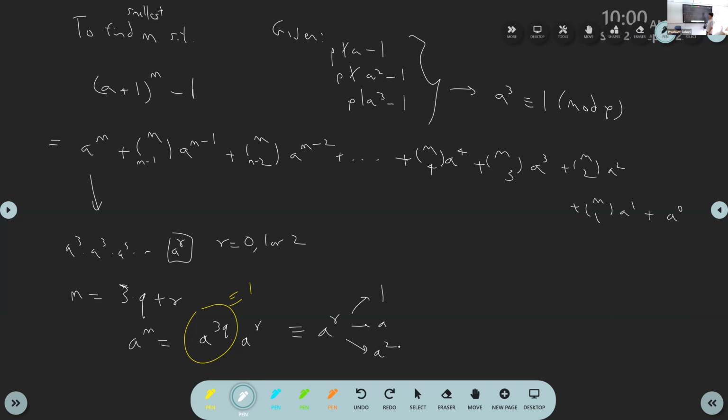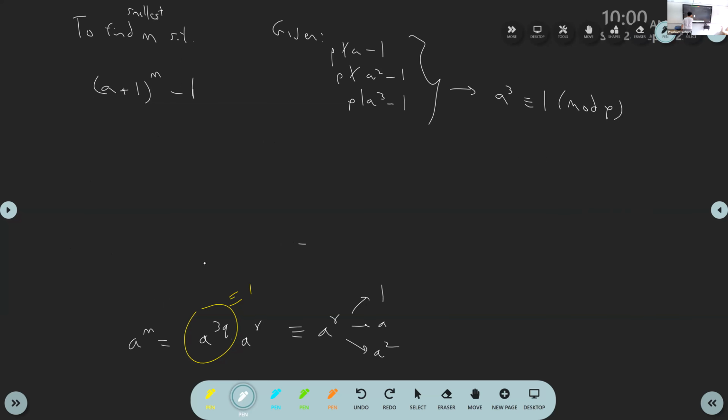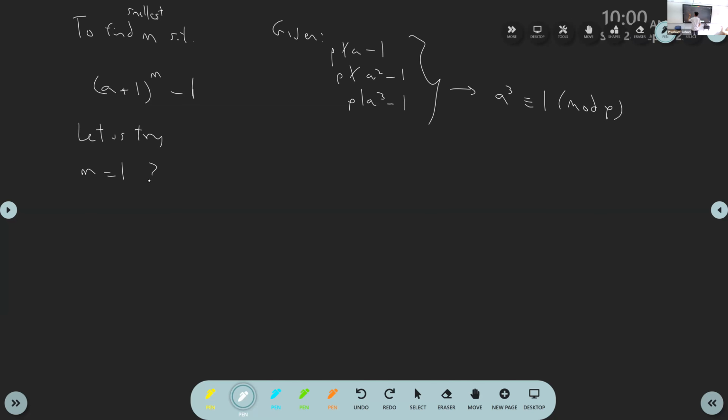Okay. So let me erase this for now. I'll come back to this trick after some time. So what I'm going to do, let us keep trying. So first, will M equal to 1 work? No. Why?